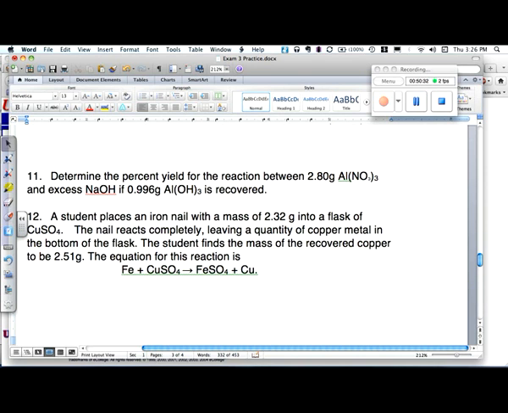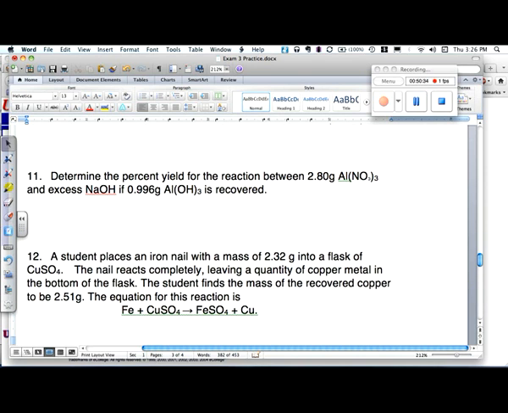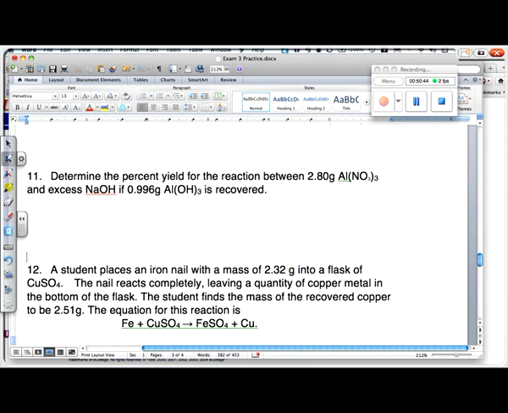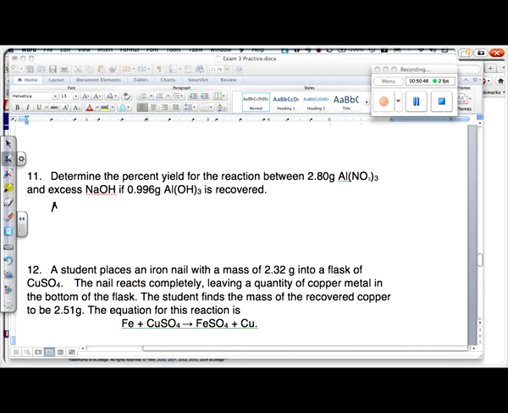All right, number 11. Almost done, 2 more. So we're doing aluminum nitrate with sodium hydroxide. All right, so a precipitation reaction essentially. So aluminum, well, it's actually an acid base, but we won't talk about that at this point. Just a different kind.